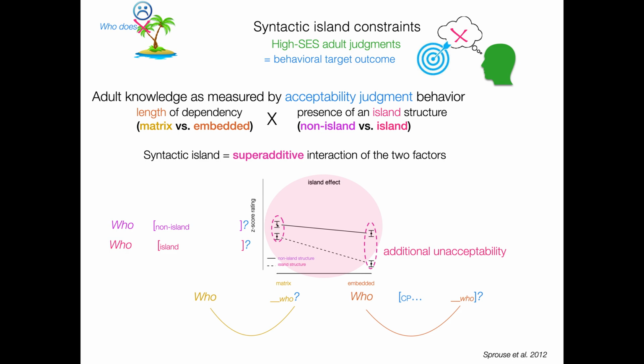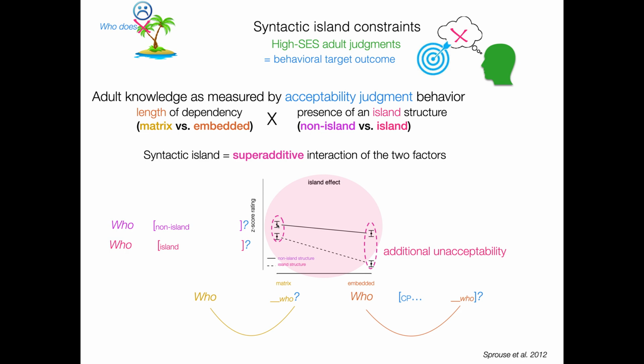So we start with this one. If you have a matrix dependency with a non-island structure, you like it a certain amount, right? Whatever that amount is, that's how acceptable you find it. If you turn that into an embedded dependency, still with a non-island structure, you like it a little less. There is a certain amount of unacceptability that happens just because it's embedded and you just like those less.